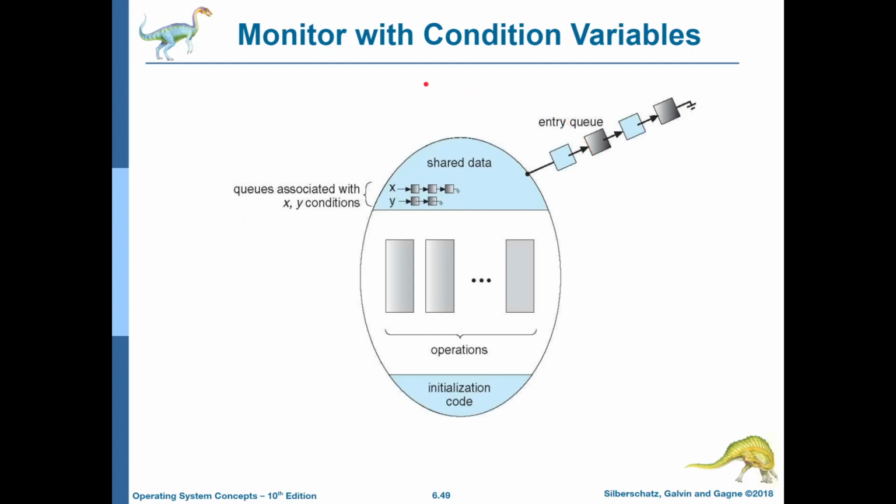You can implement a monitor in a non-object-oriented language using condition variables, where you can have queues associated with these condition variables, and then the entry queue would perform the wait and signal operations on these particular condition variables.